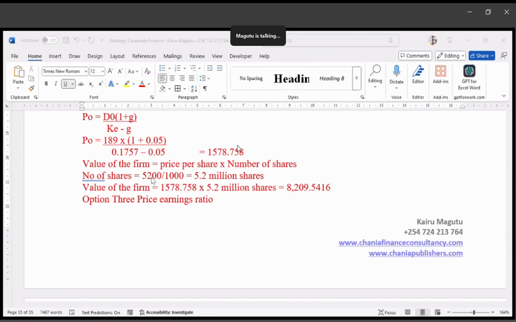Oh, I think that something is not correct. Let me see. Net assets, goodwill, current assets. This company is listed in the market. How much is it selling it? How much is the price per share? Which one?